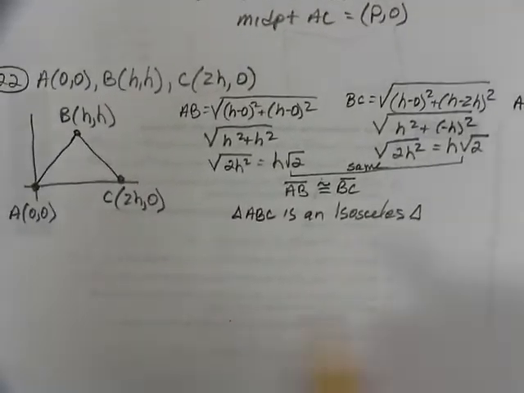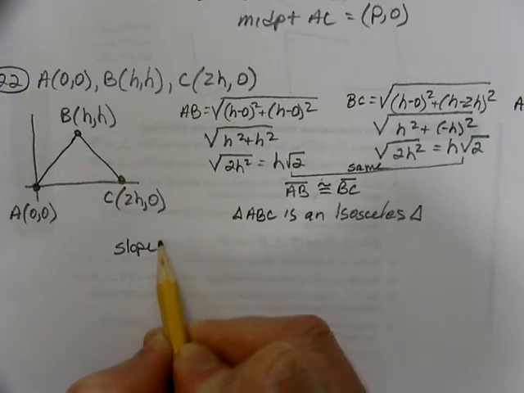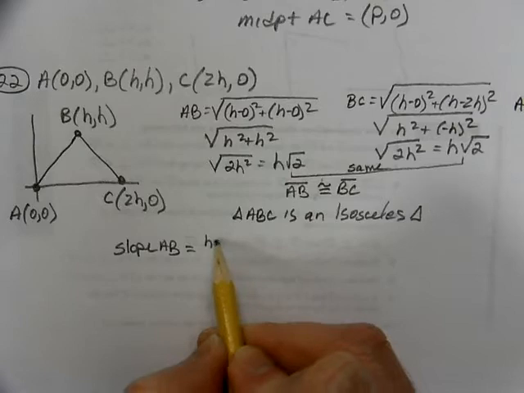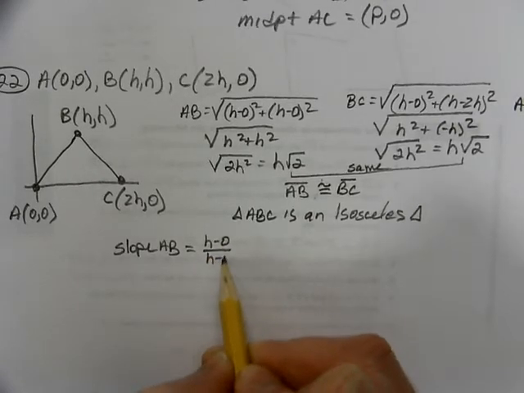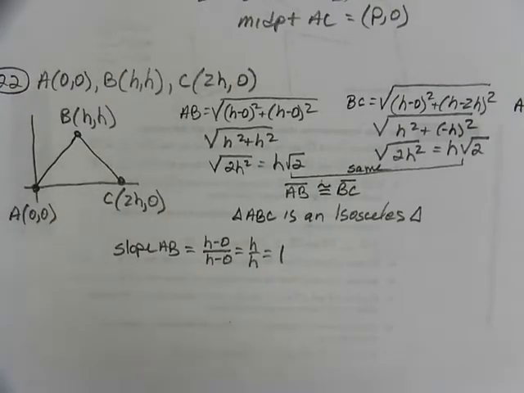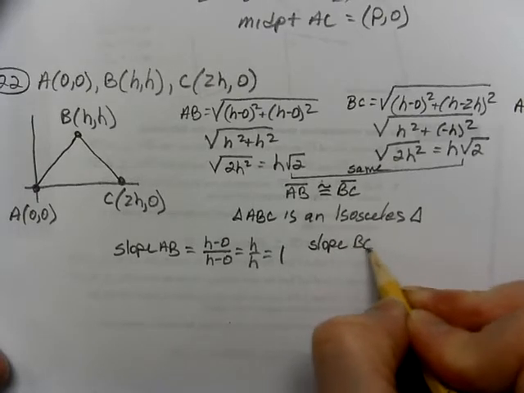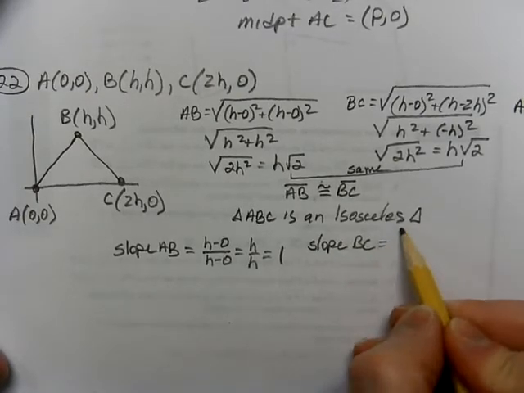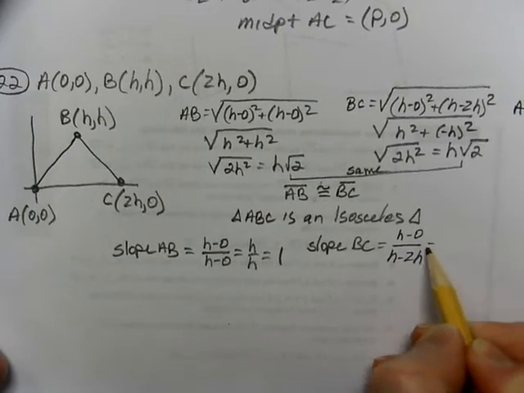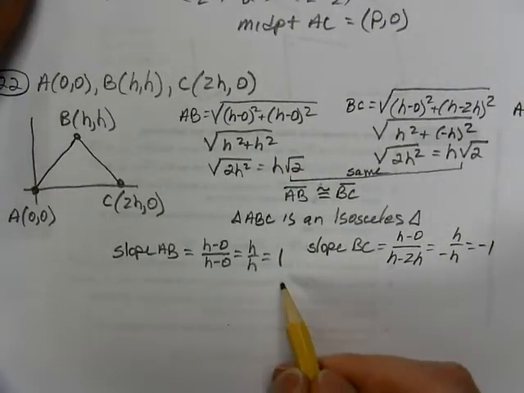Next, we'll look at slope. We're looking for the slope of AB. Slope of AB is your y minus your y and your x minus your x, which is h over h, which is 1. Looking for the slope of BC, which is your h minus 0 and your h minus 2h. h over negative h, which is negative 1.